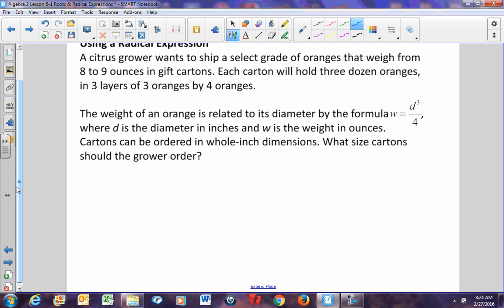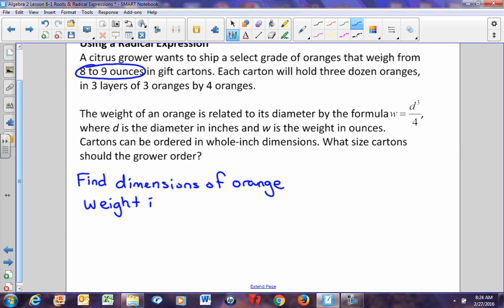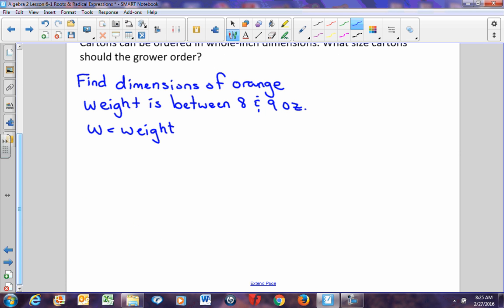So we're going to find the dimensions of our orange, because that's going to tell us what size cartons we need. Okay, so let's think about it. The weight can be between 8 and 9 ounces. It said that, right up here. So the weight is between 8 and 9 ounces. Already I know that if I let W equal weight, I can write an inequality here. The weight of my oranges is greater than or equal to 8, but less than or equal to 9.